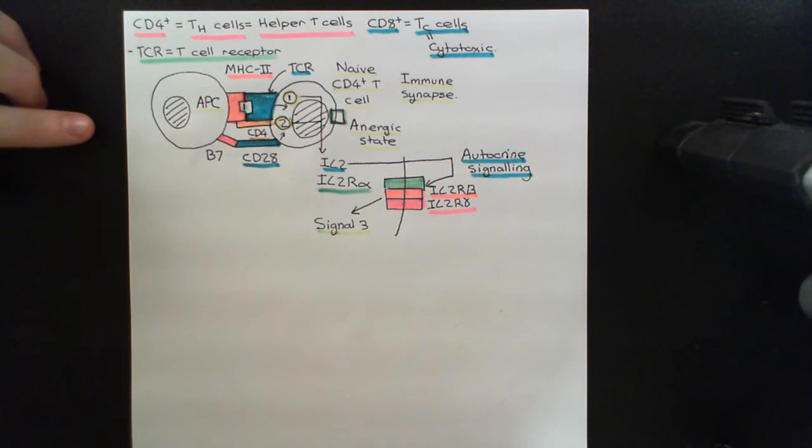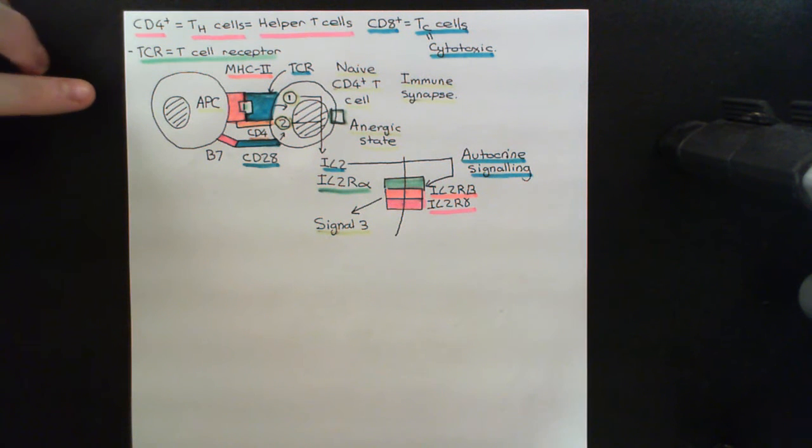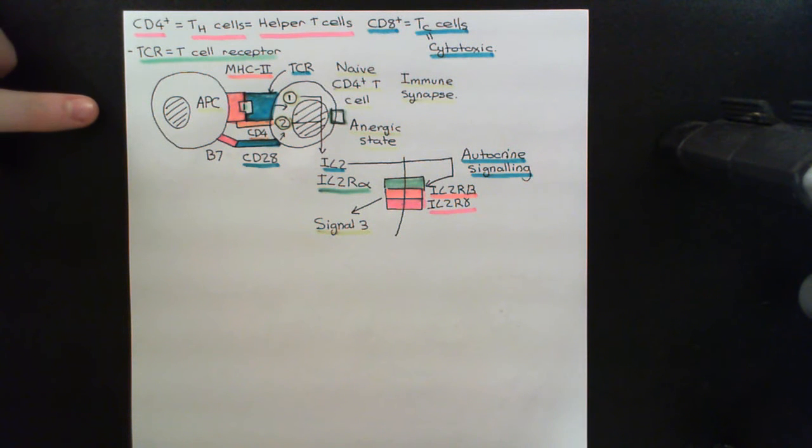Now remember, it can only activate CD4 positive T cells because CD8 positive T cells can only be activated by peptide fragments on MHC class I. So it needs to find CD4 positive T cells which have T cell receptors on their surface which can recognize one of the peptide fragments on the surface of the antigen presenting cell in the context of MHC class II.